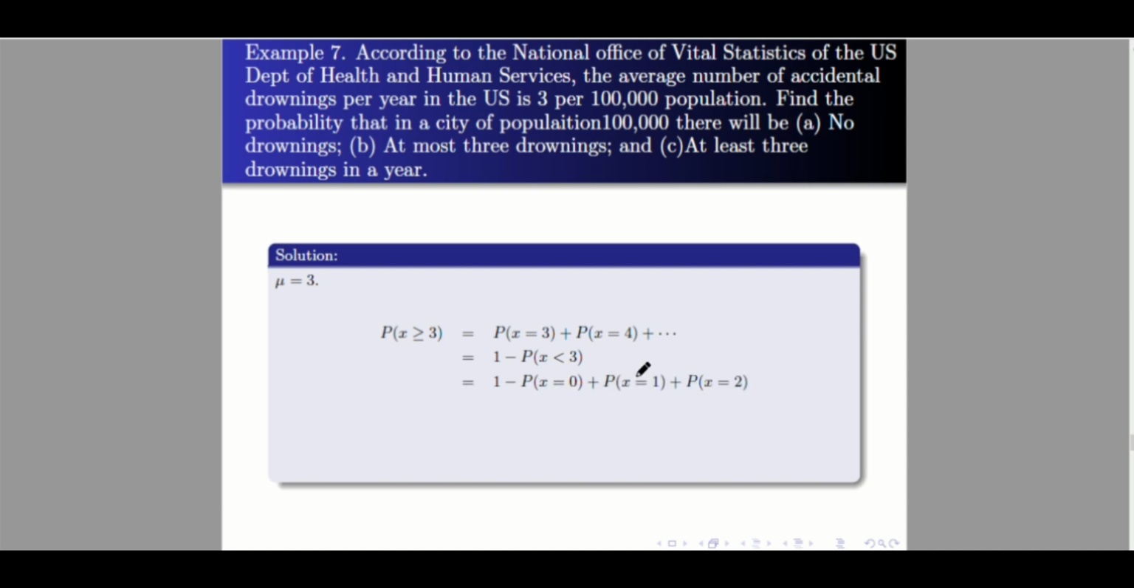So we will subtract P0, minus P1, minus P2. Then using your calculator, we'll arrive at 0.5768. So both B and C have a high chance, no? Big probability. So there are really drownings per year.